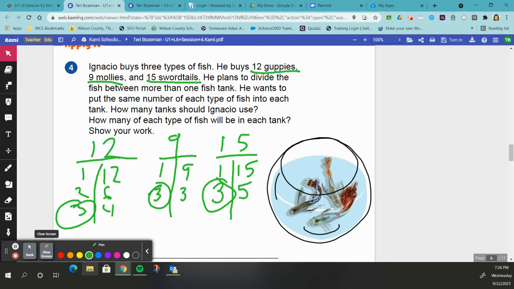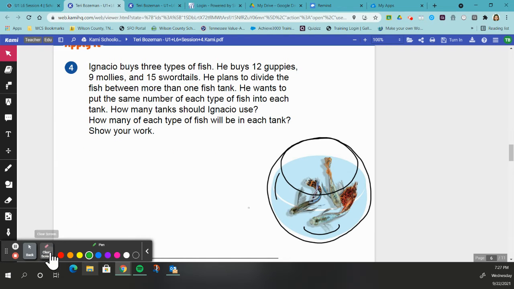Well, if he has 3 fish tanks, and this is our guppies, right? Then he would have 4 guppies in each tank. If this is our, I said mollies, I think that's mollies. If he has 9 mollies, then he would have 3 in each tank. And then for the swordtails, 3 times 5 is 15, right? So he would have 5 swordtails in each tank. So that is our answer to number 4.